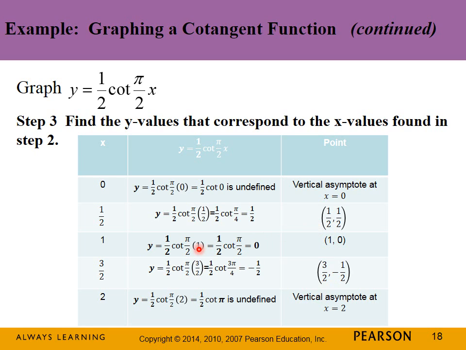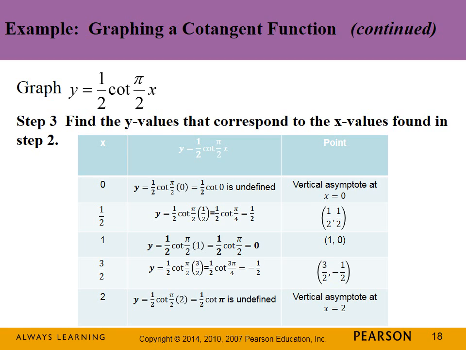Then we plug in 1. The cotangent of pi over 2 is 0, because it's the cosine divided by the sine, and the cosine of pi over 2 is 0. And when you have 0 on the top of a fraction, that gives you 0. So we're going to go through 1, 0. Then we plug in 3/2, and that gives you 1/2 times the cotangent of 3 pi over 4, which is negative 1/2. And finally, we try to plug in 2. That gives us 1/2 times the cotangent of pi. The cotangent of pi is undefined because the sine of pi is 0, and that's what's on the bottom of the fraction.